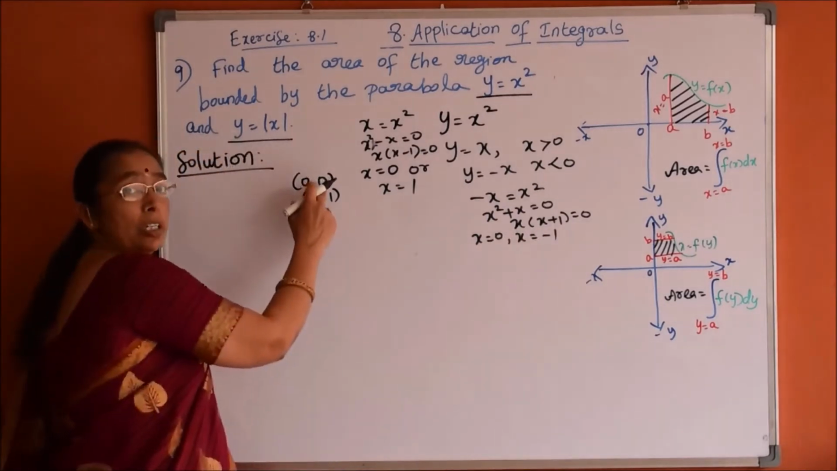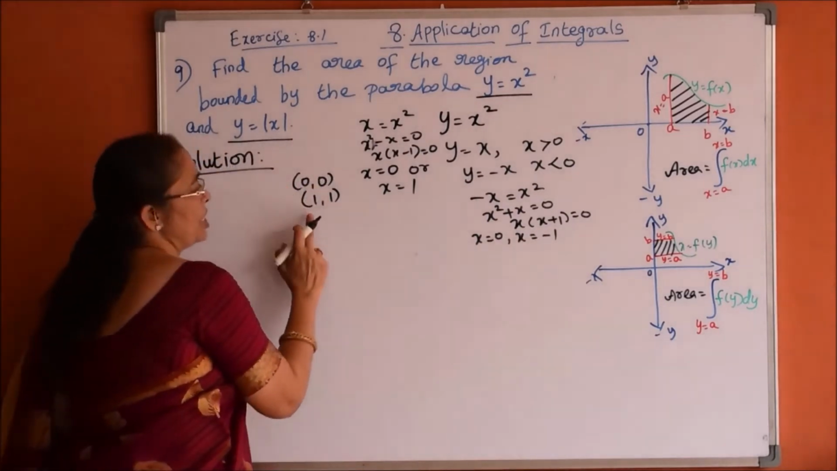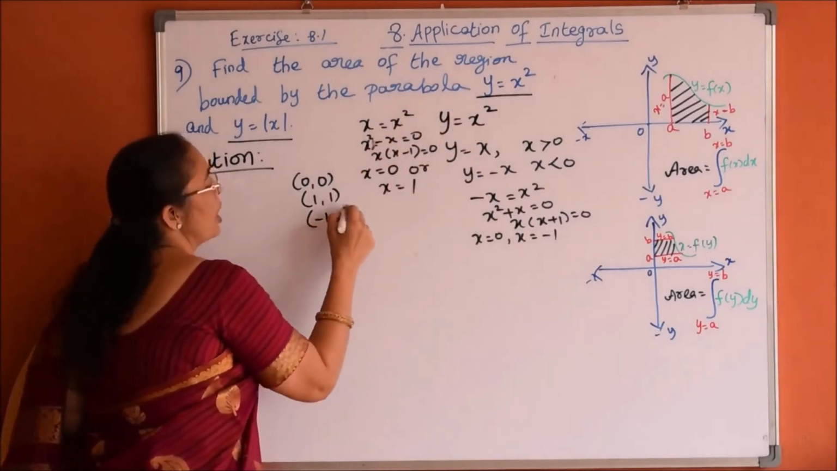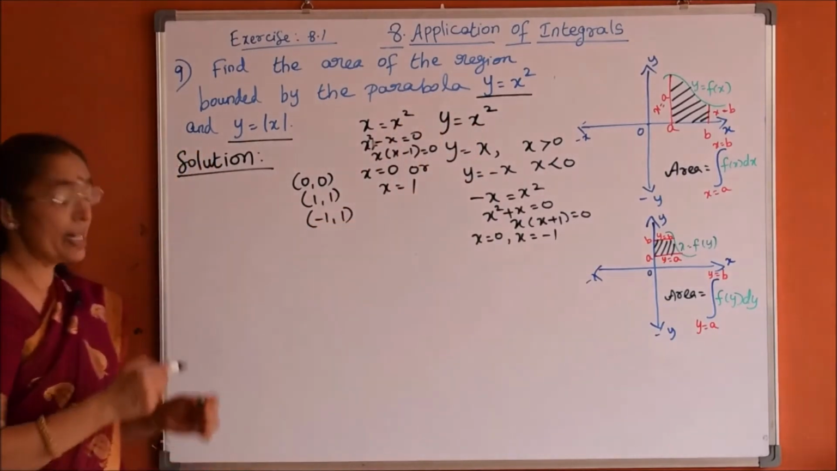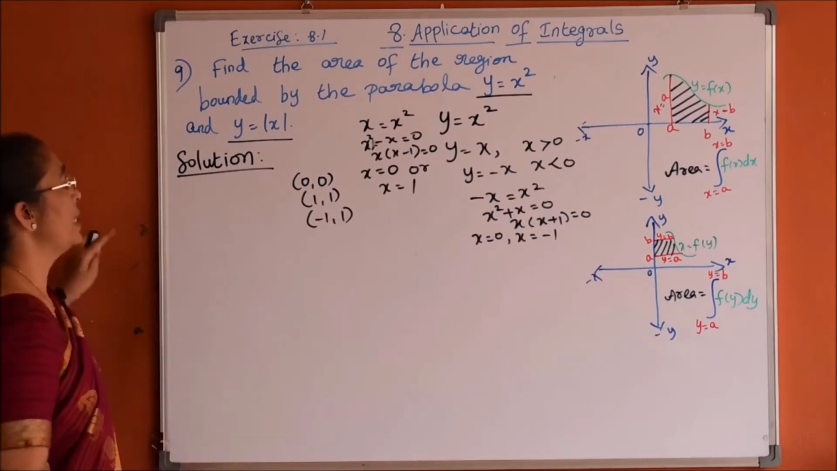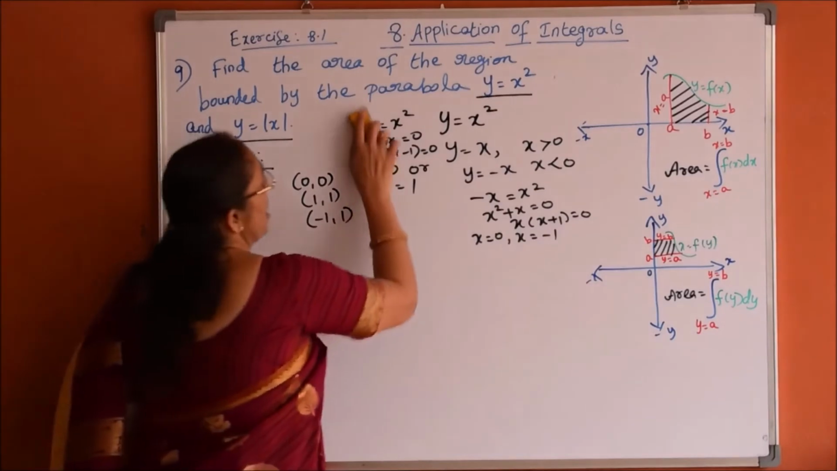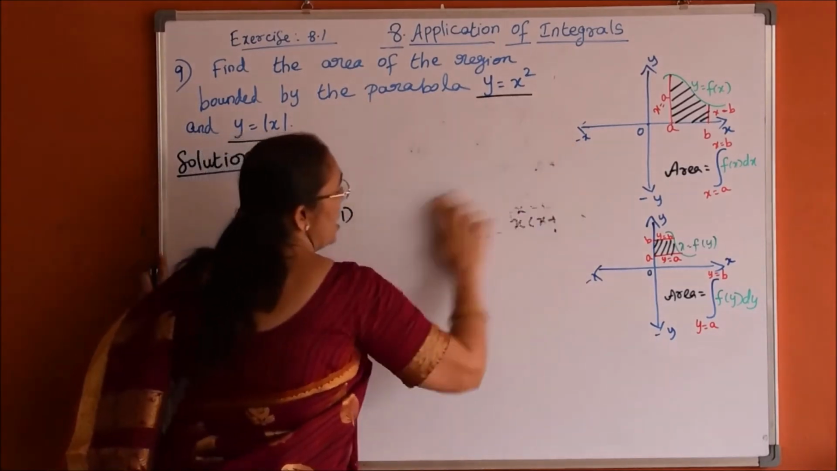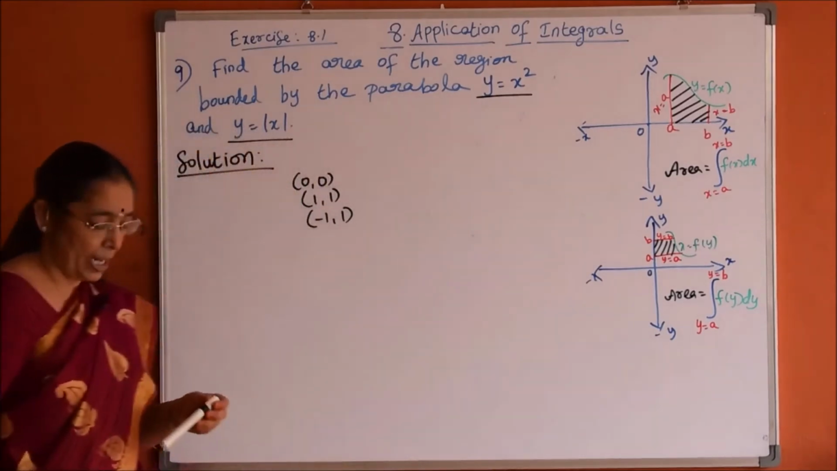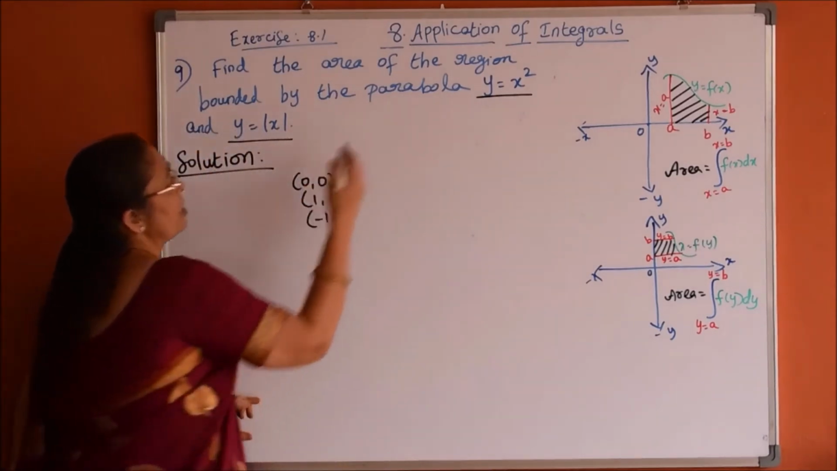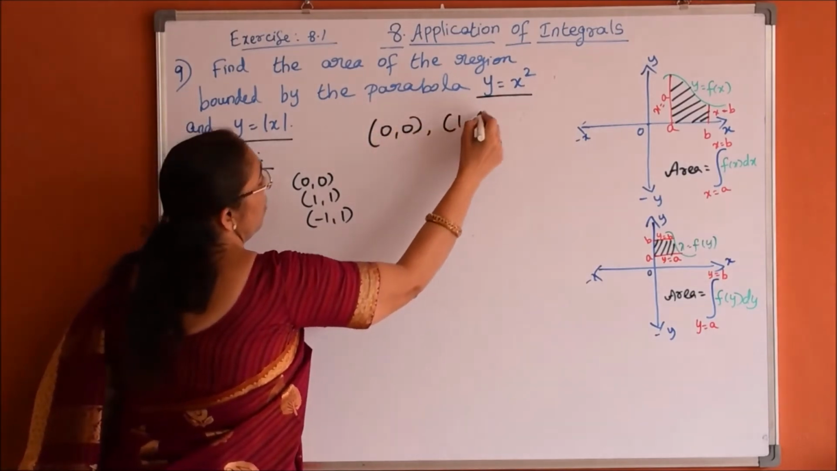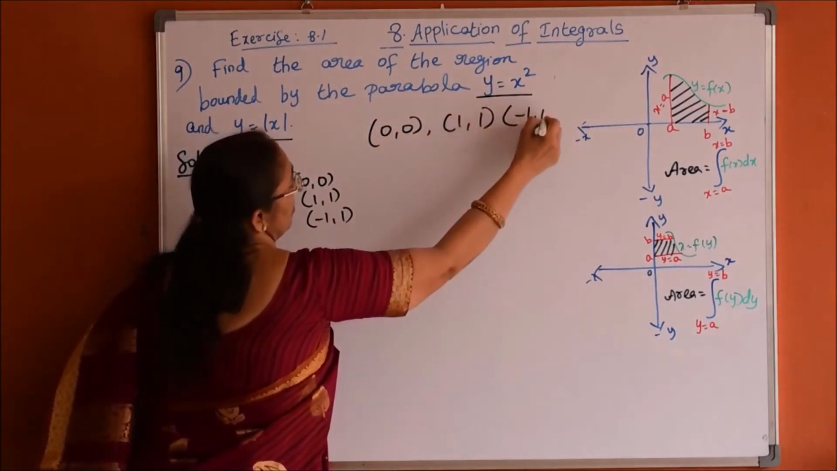Already, x is equal to 0 gives the point 0 comma 0, one point of intersection. Now, when x is minus 1, y is plus 1. So another point of intersection is minus 1 comma 1. So these two curves are intersecting at 3 points. What are those 3 points? Origin is 1 point. So the curves y is equal to x square and y is equal to mod x are intersecting at 0 comma 0, 1 comma 1 and minus 1 comma 1.